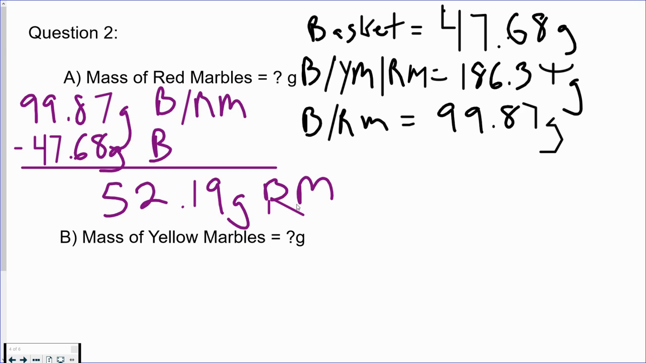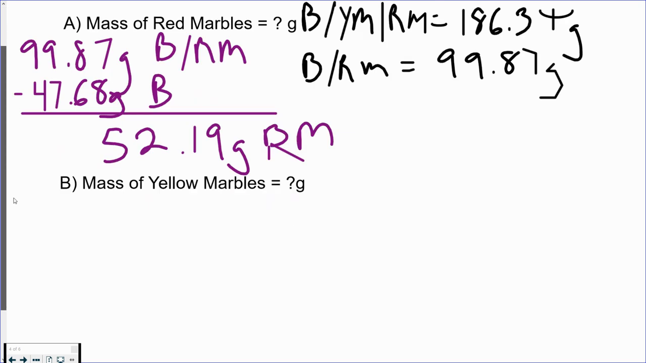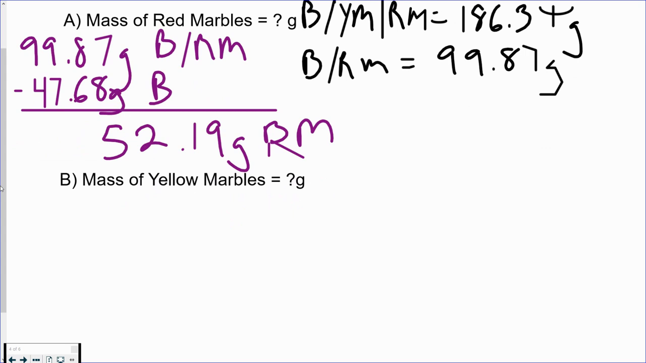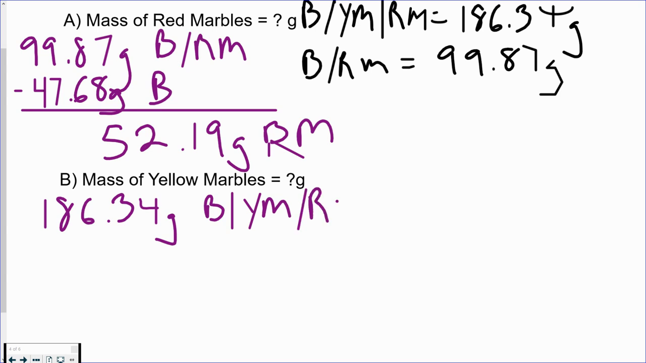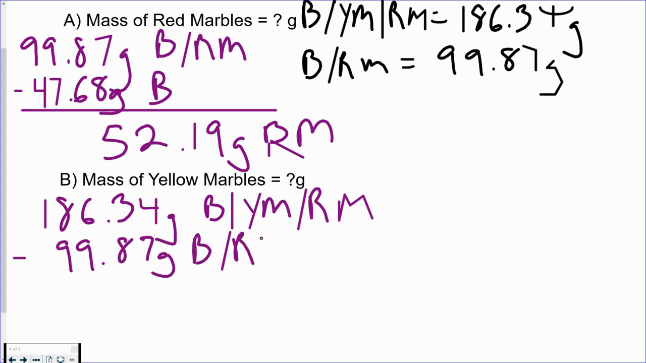In order to do the yellow marbles, we're going to do something quite similar. With this one, you're going to take the mass that has the yellow marbles, which is 186.34 grams. That is the basket, the yellow marbles, and the red marbles. We're going to subtract the basket and the red marbles. Well, we have a number that has that, so we're going to just do one number for that, and that is 99.87 grams. And that is basket and red marbles.